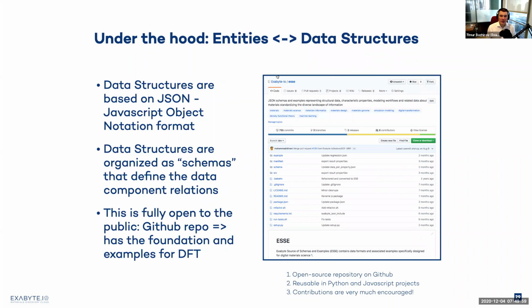Now, to understand how these different entities are represented, we can navigate to the GitHub page of the repository and see some of the examples. This is an open source repository, and it's reusable as Python and JavaScript projects. So users that are building web applications in JavaScript, for example, can assert that the data that they work with in the end adheres to the standard.